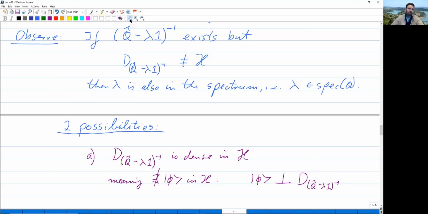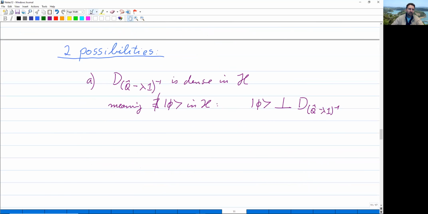And obviously the only remaining other possibility is B: the domain of the operator Q hat minus lambda, the identity inverse, is not dense in the Hilbert space. This means it's a really defective inverse, because it's not only not acting on the entire Hilbert space, but the domain is actually orthogonal to part of the Hilbert space.